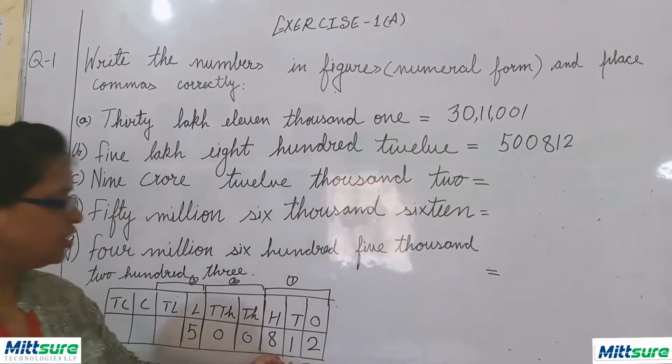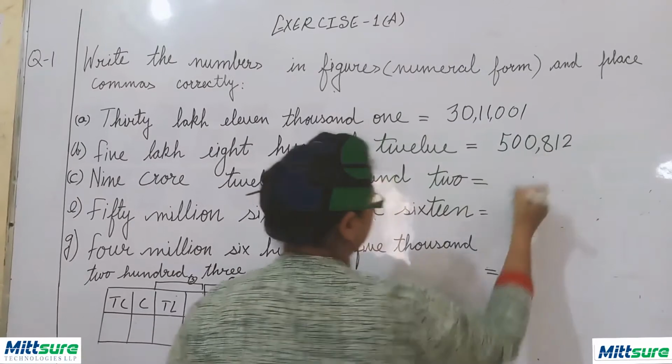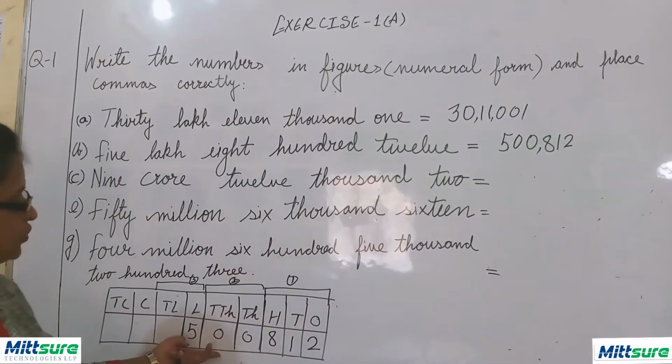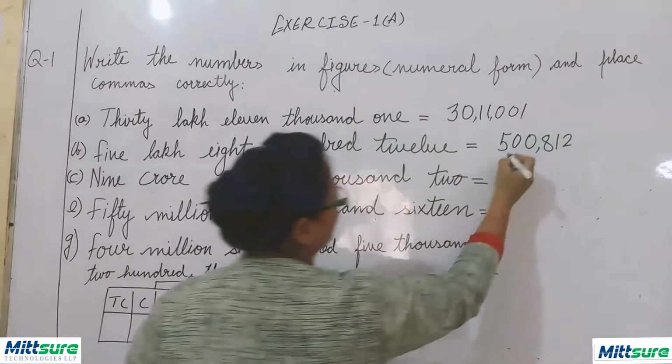Now we know the last 3 digits make one period, so we will put the comma after the last 3 digits. This is the second period of thousands and ten thousands. We will put the comma here.